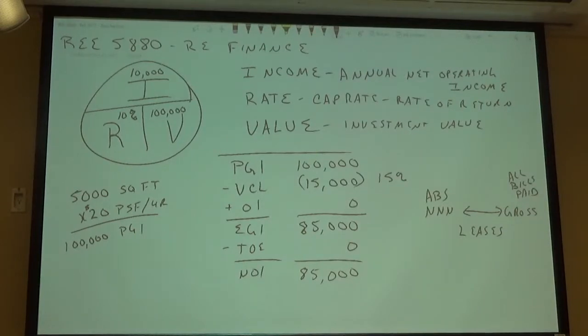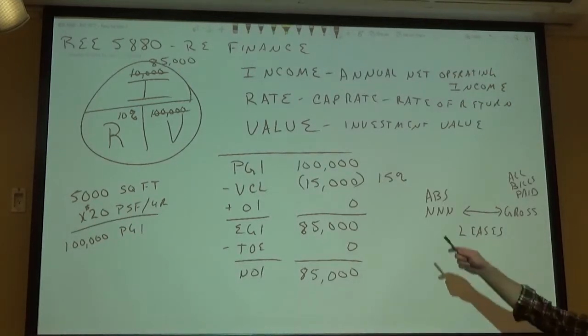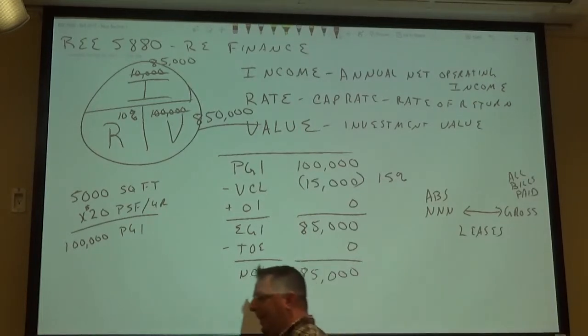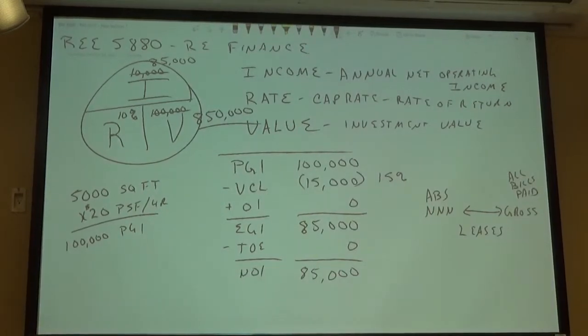All right, so now if we go back up to our model and plug in 85,000 as our new income number, and we keep our cap rate at 10%, then our value for the property is going to be $850,000. Does everybody see that? On a very basic, rudimentary level.